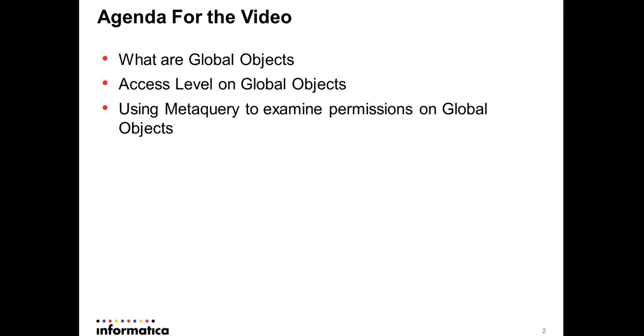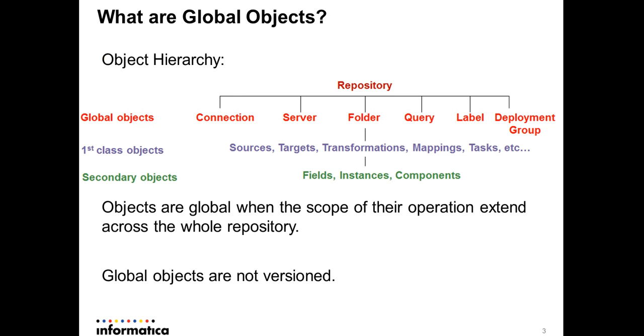So, what are global objects? To understand this better, let us look at the repository as a whole. The repository is fundamentally capable of managing three kinds of objects: global objects, first-class objects, and secondary objects. Global objects are objects whose scope of operation extends across the whole repository. Examples are connections, folders, queries, labels, and deployment groups. And the important point to note is that global objects are not versioned.